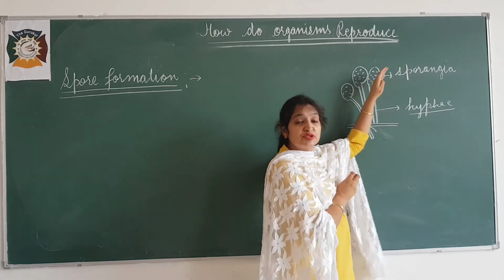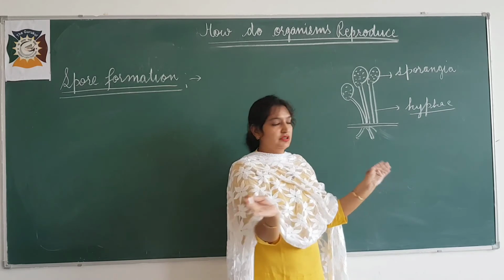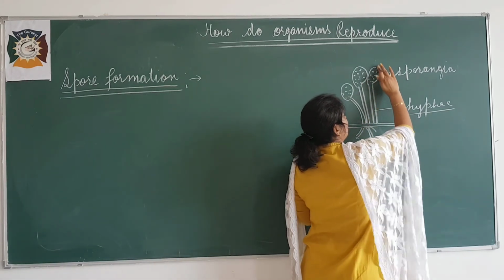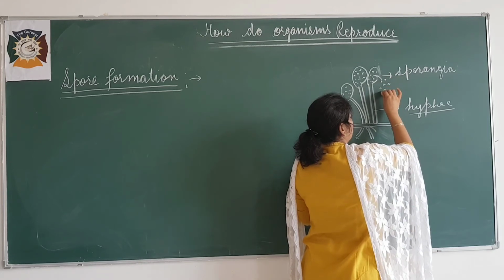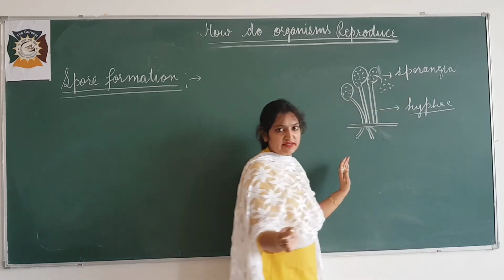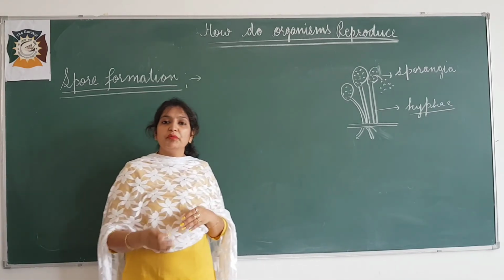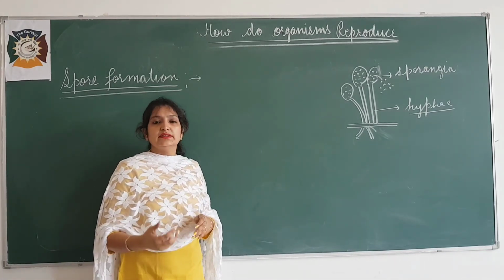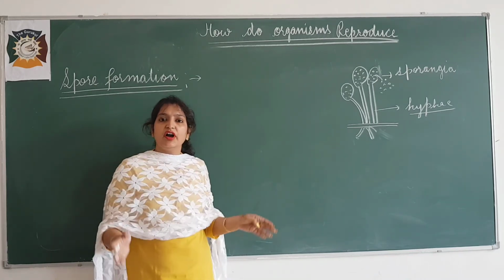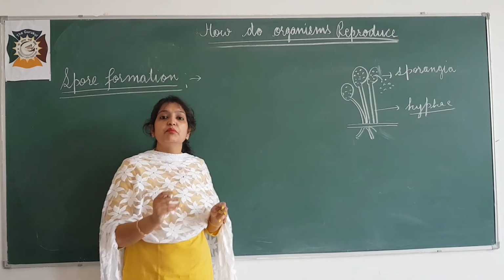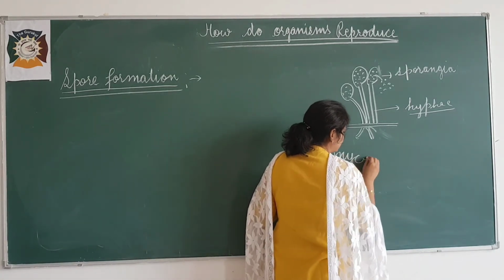And when spores become mature, the sporangia wall ruptures. ये sporangia wall क्या हो जाती है? Rupture, and spores are released. Spores are released, and each spore forms a new thread-like structure that is known as hyphae. So a network of hyphae is known as mycelium. उस network like structure को हम क्या बोलते हैं? Mycelium.